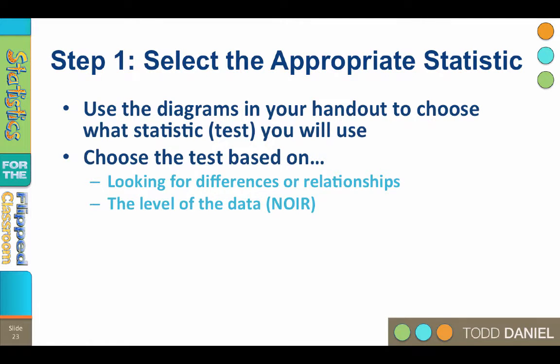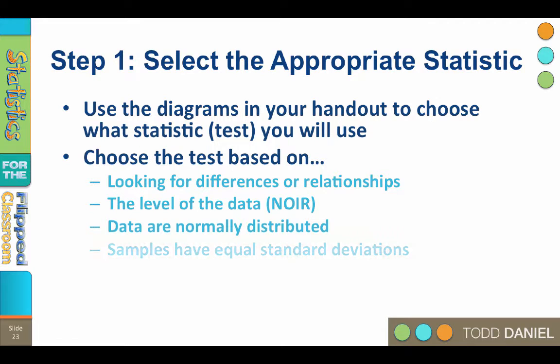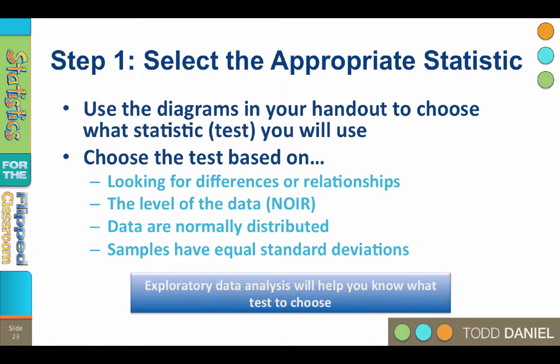We need to consider the level of our data, nominal, ordinal, interval, or ratio. We need to consider whether our data are approximately normally distributed or not. Do our samples have approximately equal standard deviations? Have the assumptions for the test we plan to use been violated? All of these are questions that we must answer before we can decide what test to use. And we call this process exploratory data analysis.